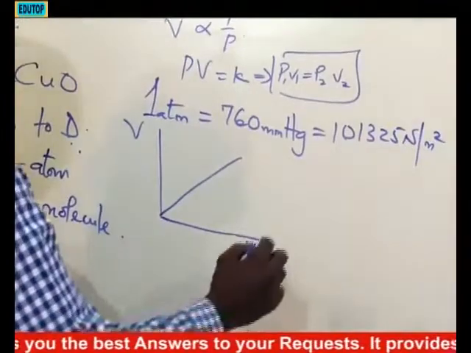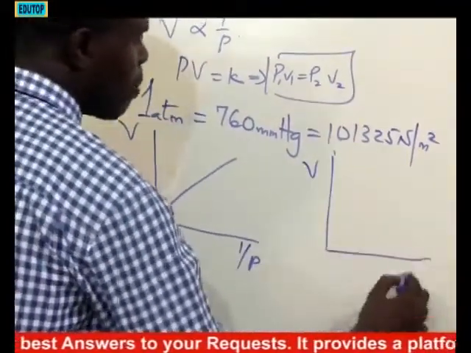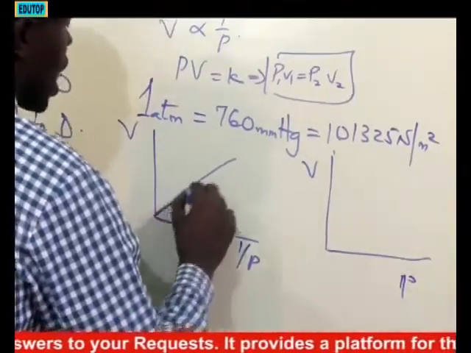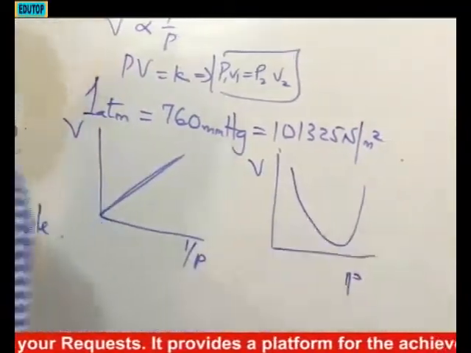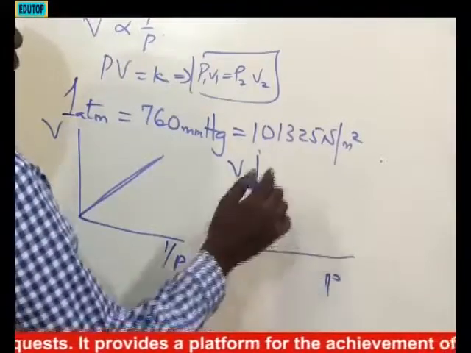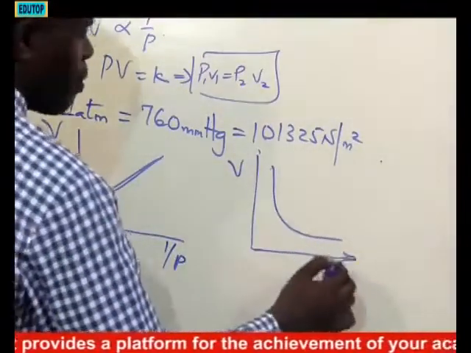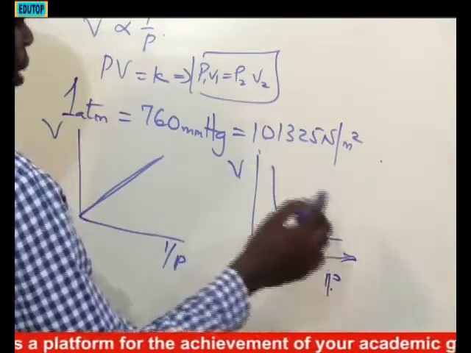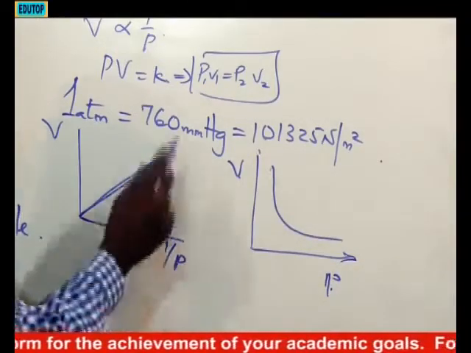So if you have volume against P, you will definitely see that the graph will not incline this way. You have something like this, or let me say you have something like this. That's a graph where V is not directly proportional, so you have a bend. But in the case where V is directly proportional to 1 over P, then you have this.